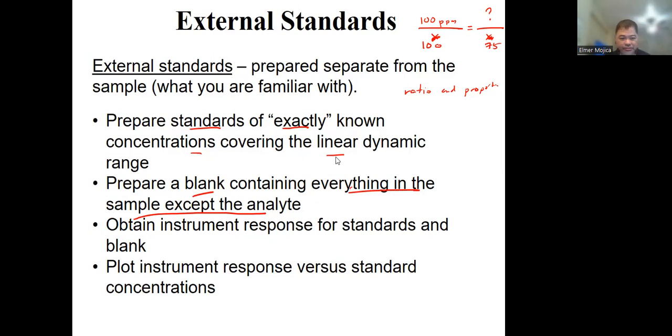But the thing is, you only apply a calibration curve when there is no matrix effect. That's the limitation of this. Once you suspect that there will be a matrix effect, you cannot use this calibration curve. Okay? So you have to take that into consideration.